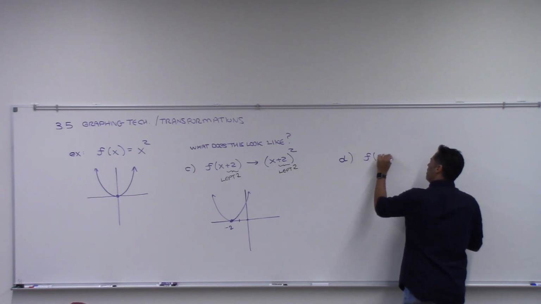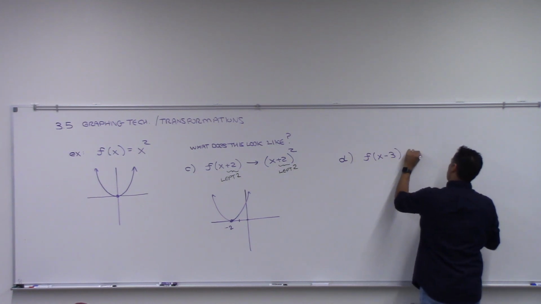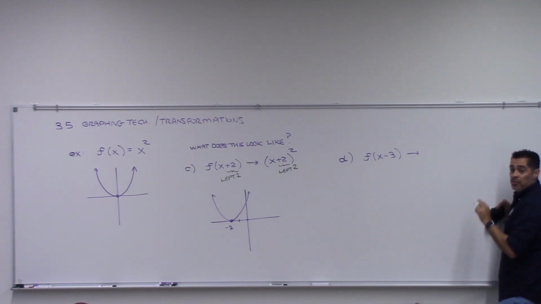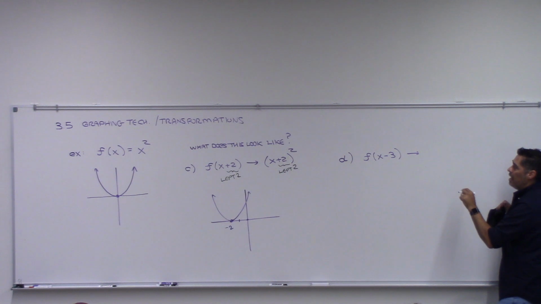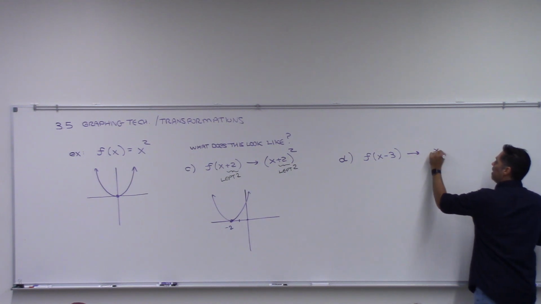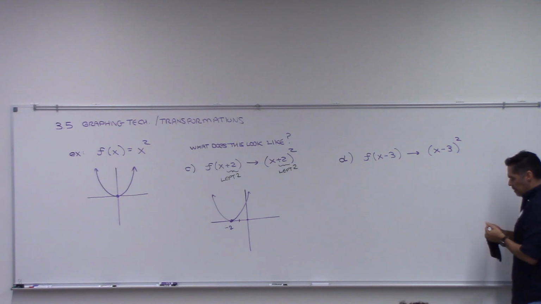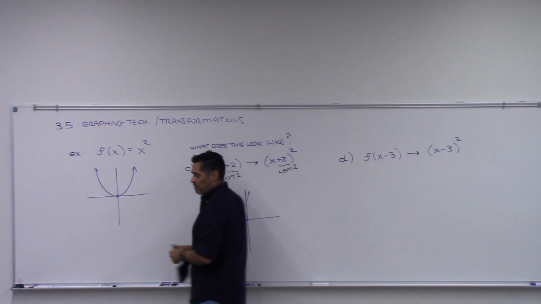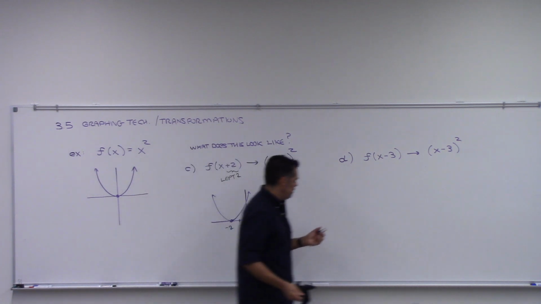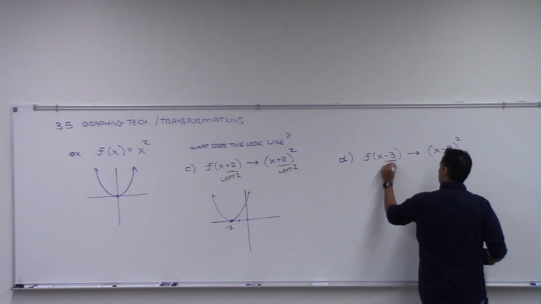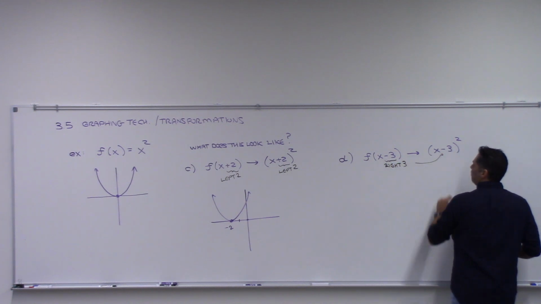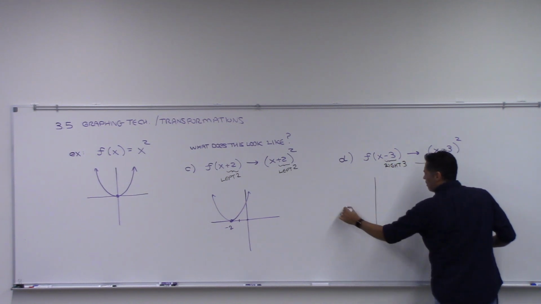f of x minus 3. In other words, this time we're taking away the 3 inside with the x. So I'm taking the x, I'm taking away 3 before I square it. So that's going to be a shift left or right? Right, by 3. This is a shift right 3. Same thing here. Okay, so my graph looks like this.